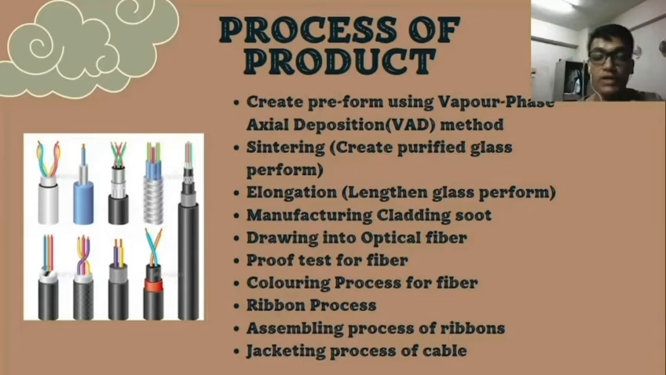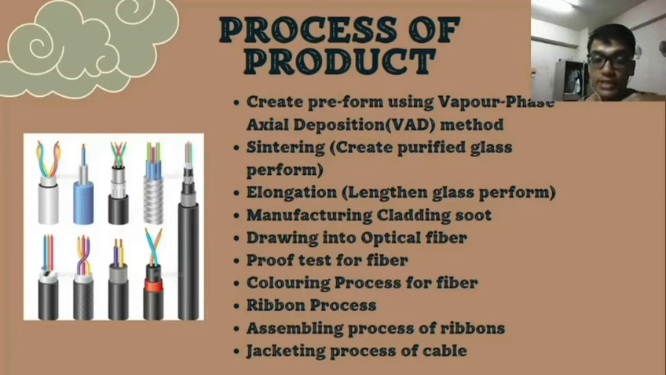For the ninth one is the assembly process of ribbons. For this one is typically an easy process because in the assembling process, optical fiber ribbons are housed into the groove of the slotted core. A water blocking tape or a plastic tape is wrapped around the slotted core.